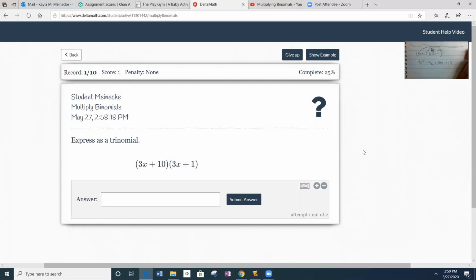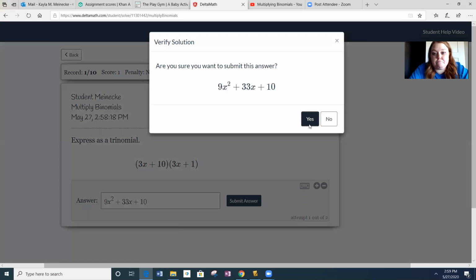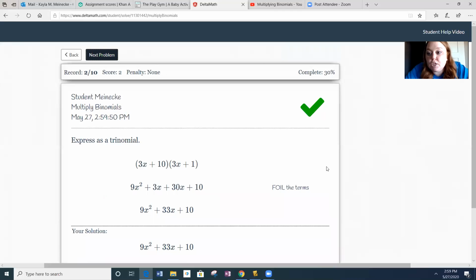First, outside, inside, last. And now I need to go ahead and combine like terms. So 3x plus 30x, that'd be 33x. Drop down the other stuff. And I'm gonna double check real quick. 9x squared plus 3x plus 30x plus 10, combine, boom. So final answer is 9x squared plus 33x plus 10. Okay, cool.